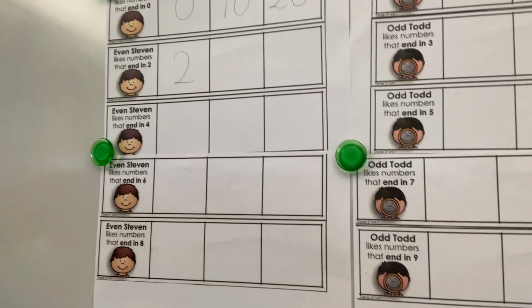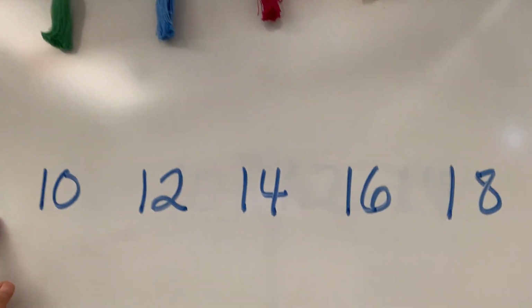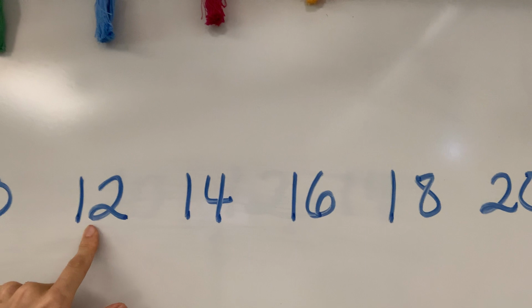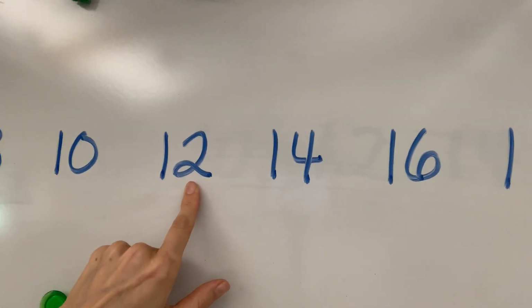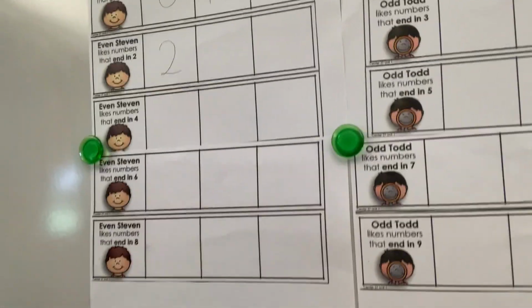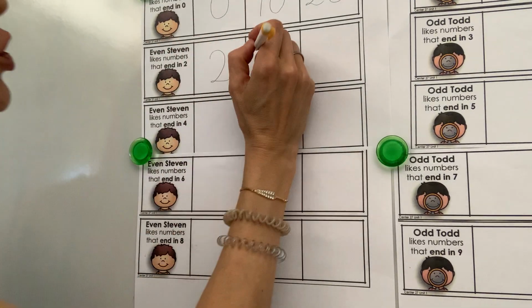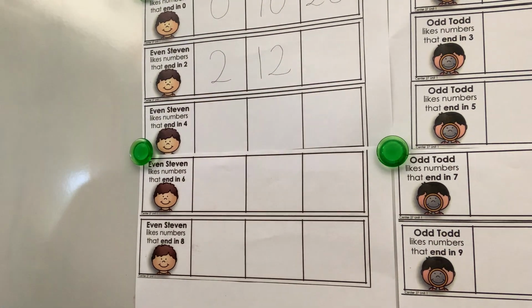And then let's look again. What finishes with a number 2? Oh, here's another number 2. You see it? Yeah, that is the other number 2. So we're going to write it down there. And what number was that? 12. That's right, 12. Okay, very good.